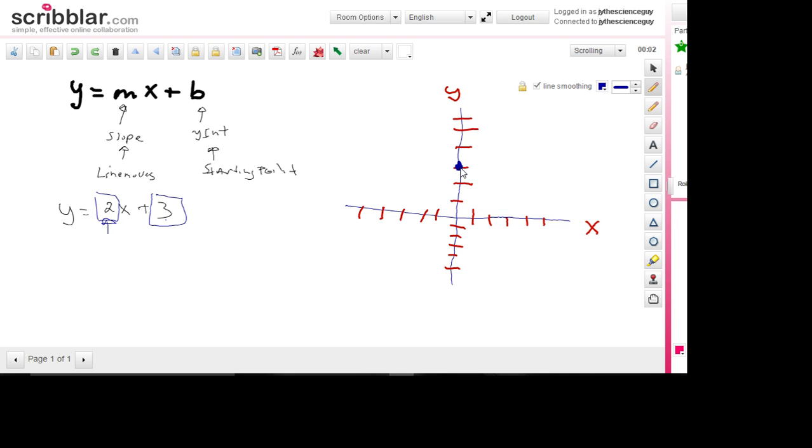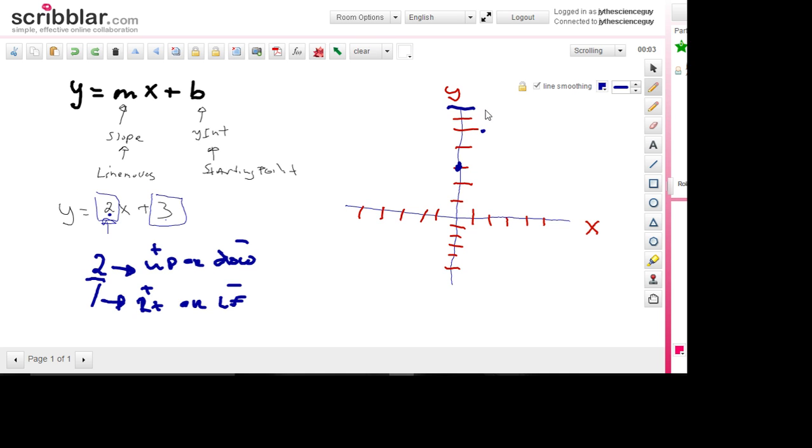I'm going to put a dot there. And then I'm going to take this number and make it into a fraction. So this is 2 over 1. The top number tells me how far up, if it's positive, or down, if it's negative, to go. And the bottom one tells me how far right, if it's positive, or left, if it's negative, to go. Since my fraction is 2 over 1, it's telling me to go up 2 and over 1 from that one point.